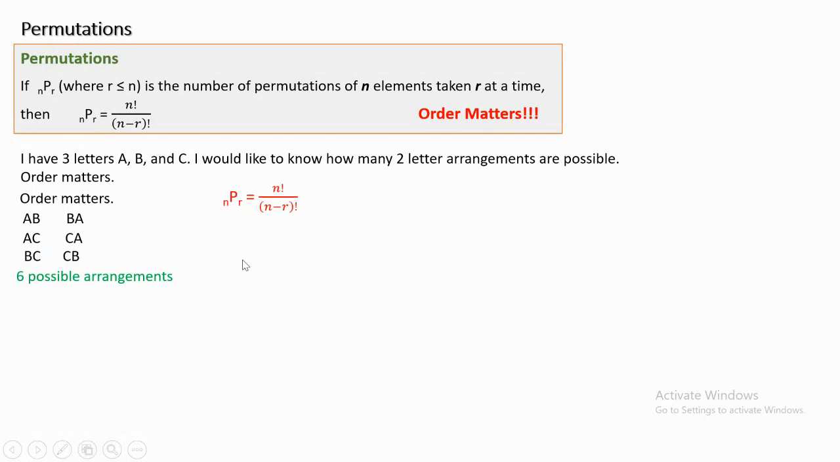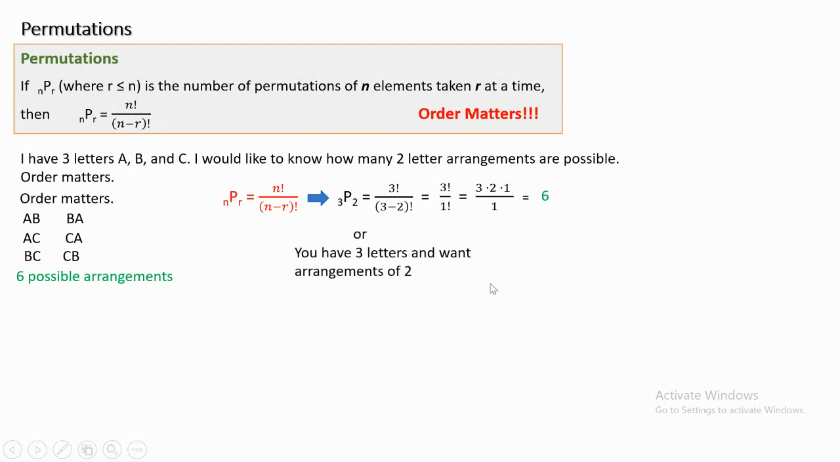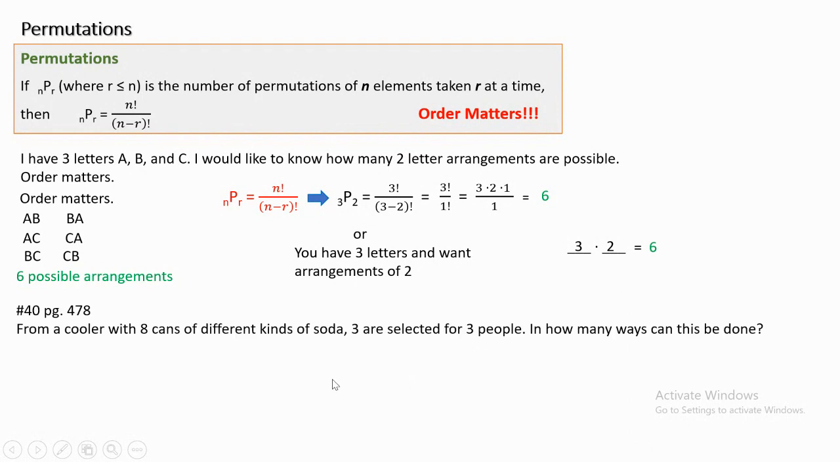If we're using the formula here, guys, it's going to be 3 permutation 2, which would be 3 factorial over 3 minus 2 factorial, which would be 3 factorial over 1 factorial. It's going to be 3 times 2 times 1 divided by 1. The answer is 6. Or you have 3 letters and want to arrange them in 2 spots. You're going to put 2 blanks. How many can go here? 3. And then if one's already chosen, then 2 are left. So 3 times 2 is equal to 6. Or you can do it this way.